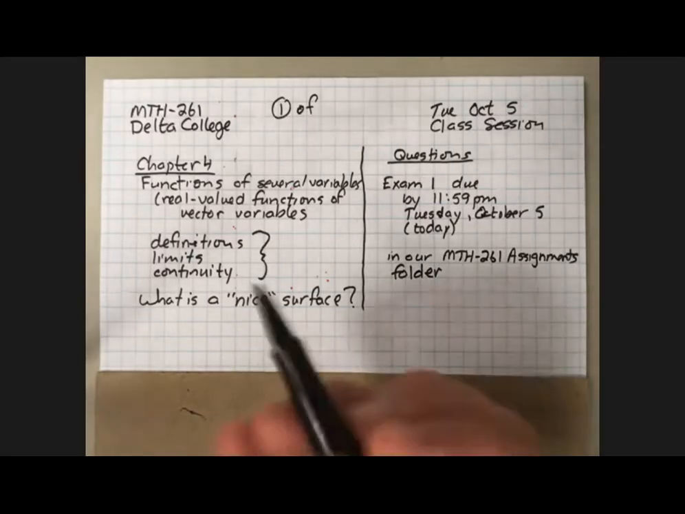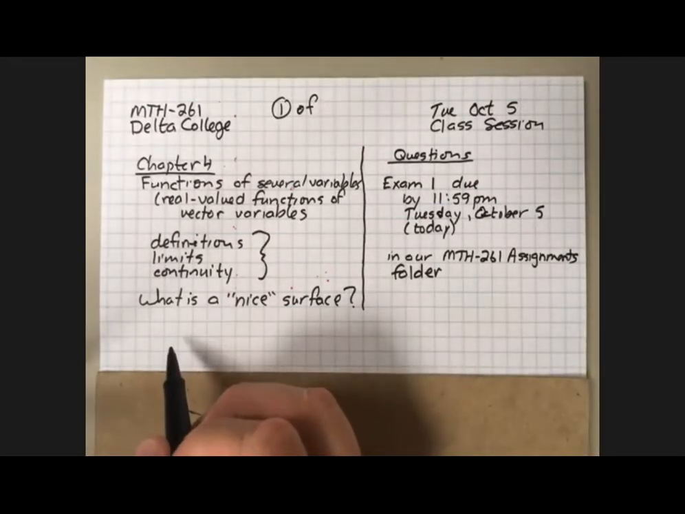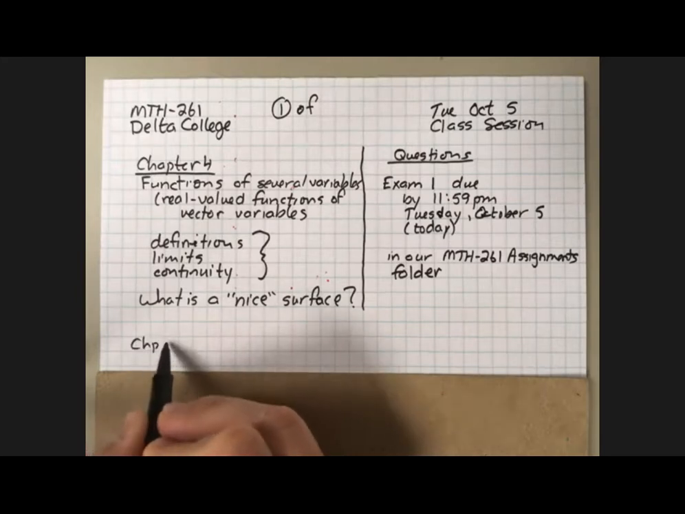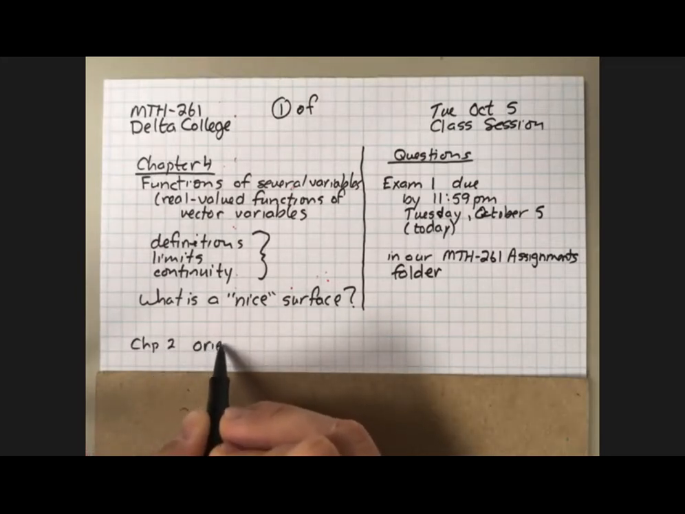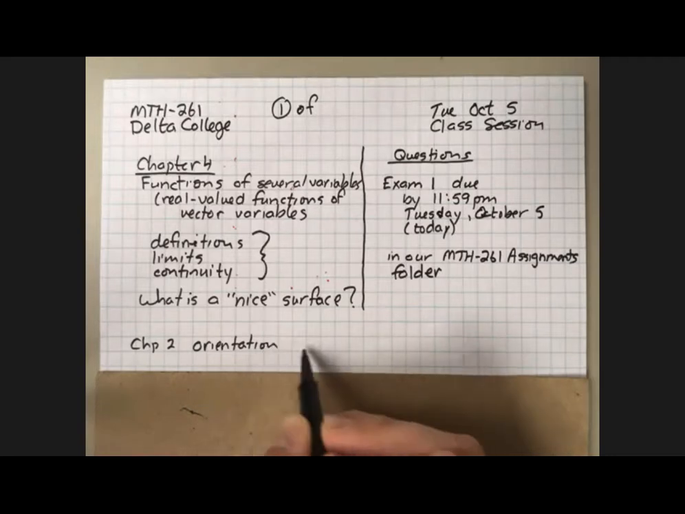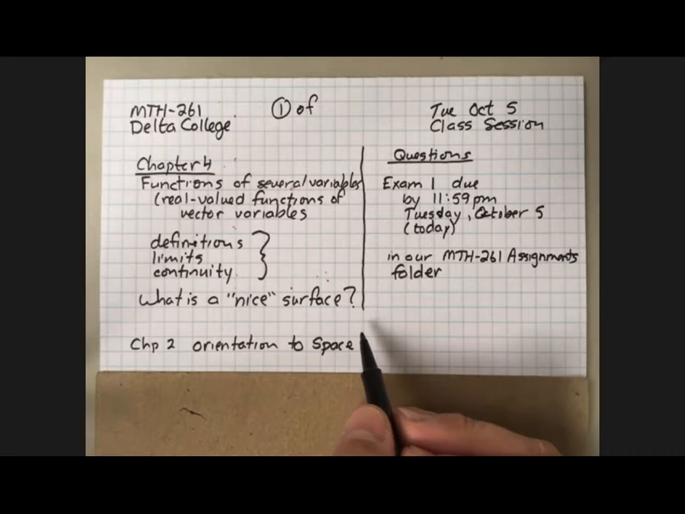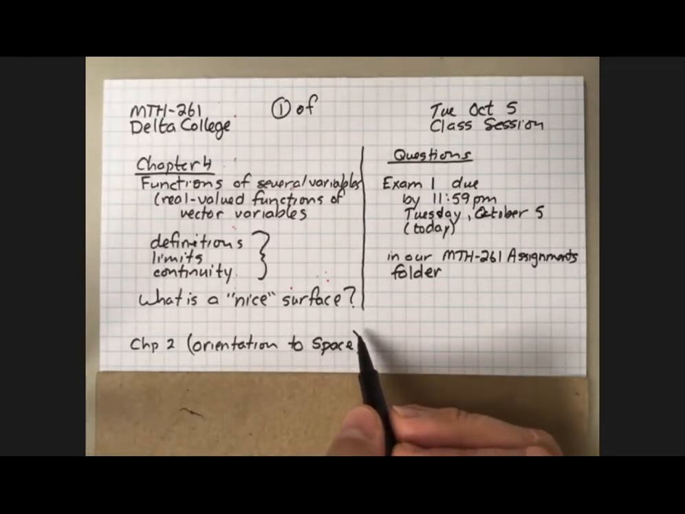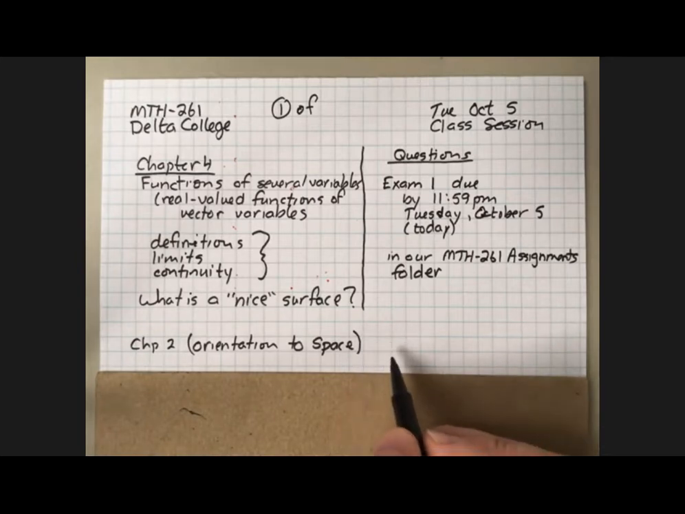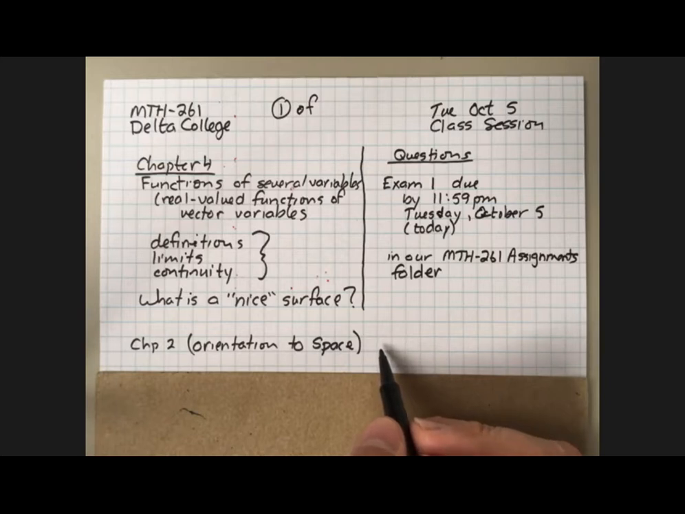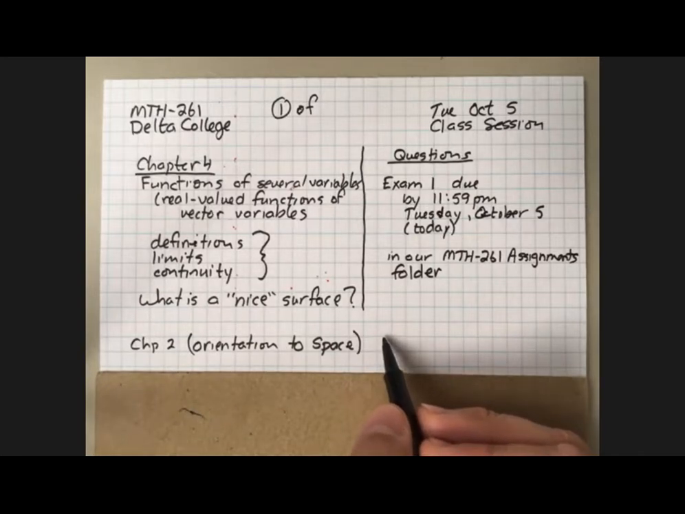So what have we done so far? In Chapter 2, we oriented ourselves to space: how to measure distance, how to measure angle, how to construct basic figures, points, lines, planes, vectors, projection of one vector onto another, the standard tools of cross product and dot product and box product. Well, the box product was the cooperation of the cross product and the dot product.